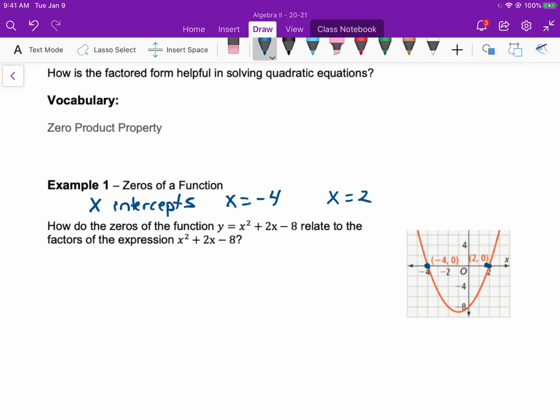Now it says, how do the zeros of the function relate to the factors? If I were to take those x-intercepts and make them factors, my factors would be x plus 4 and x minus 2. If I just gave you that expression and said factor it, my factors would be x plus 4 and x minus 2. That's how they are related.